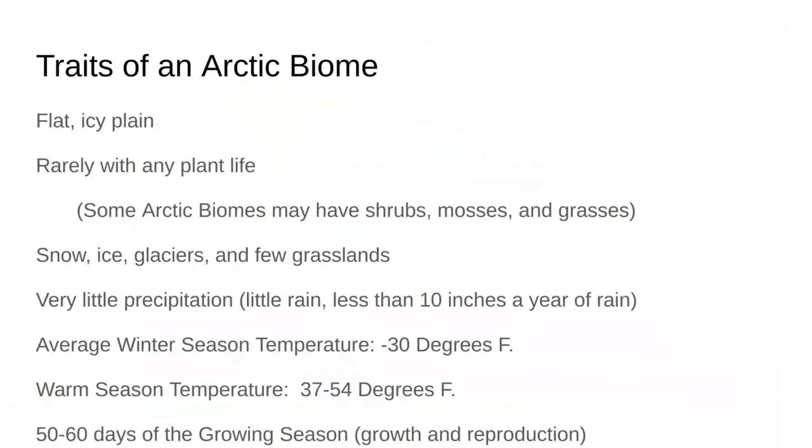Very little precipitation, which as we have found out through the hydrologic cycle, means very little rain. So it gets less than 10 inches a year of rain. The average winter season temperature is negative 30 degrees Fahrenheit, but during the warm season, it can get up between 37 and 54. And there are only 50 to 60 days in the year of growing season. So, like, we have harvest season here. They only have 50 to 60 days for anything to grow or for animals to come out and reproduce.